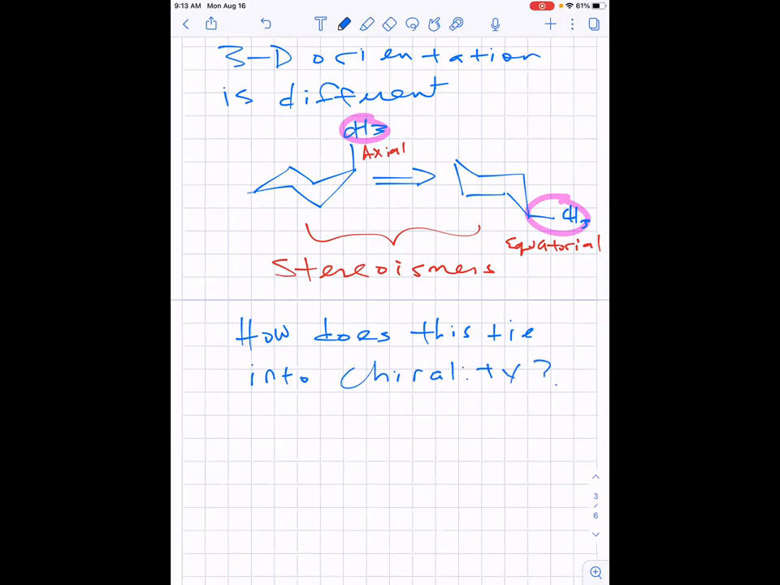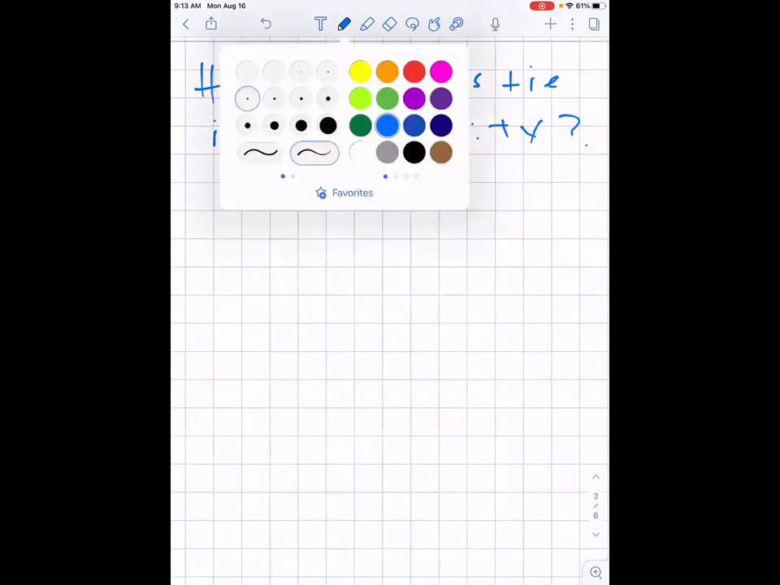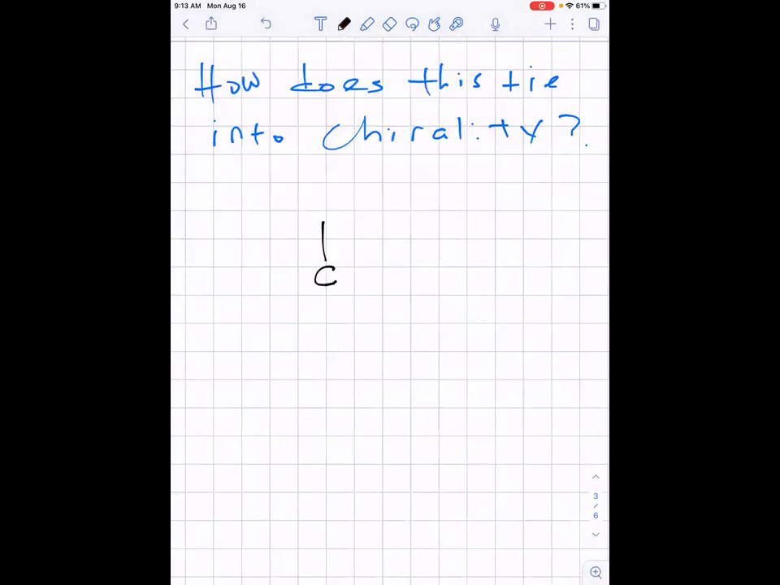Right? So how this ties into chirality is that there's another type of stereoisomer that's possible. And before I show you all the nuts and bolts of that, I'm just going to show you a basic tetrahedral carbon. All right, so here's a carbon, and you've all seen this depiction of carbon before, I'm sure. So that's a tetrahedral depiction of carbon.